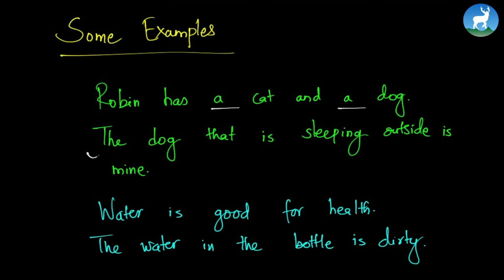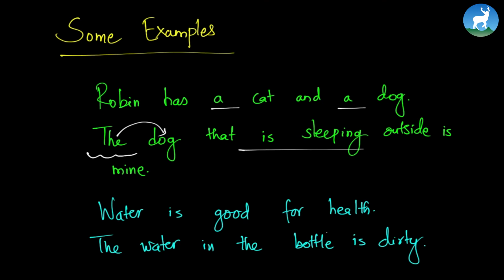The dog that is sleeping outside is mine, right? So we are referring to a particular kind of dog. So we use the dog that is sleeping outside. We have another clause, that clause, right? So in the second example, the dog is not any kind of dog, but a particular dog.